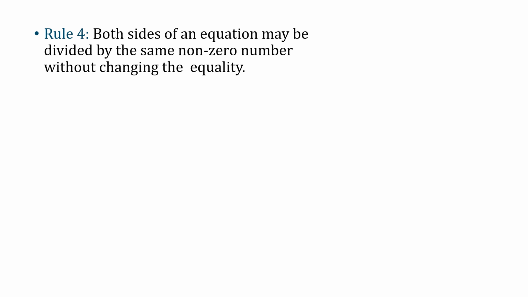Rule number 4 states that both sides of an equation may be divided by the same non-zero number without changing the equality. Suppose that 5x is equal to 10. Here I am going to divide by 5 because then I will get the value of x. So 5x divided by 5. If I divide by 5 in the LHS, I have to do the same in the RHS also. So 10 divided by 5. This 5 and 5 will get cancelled. Here we will get 2 as the answer. So x is equal to 2. We are getting the solution by doing this.